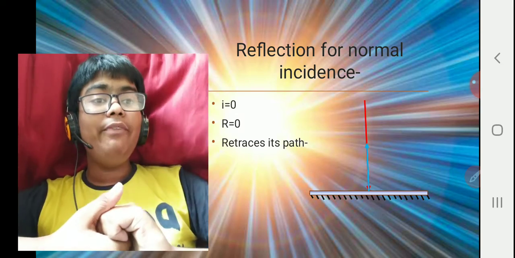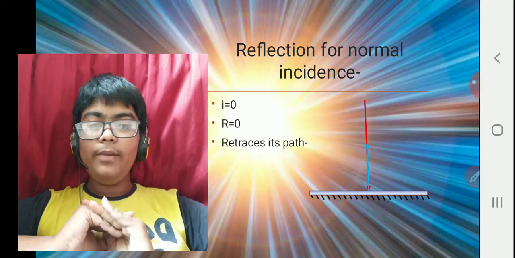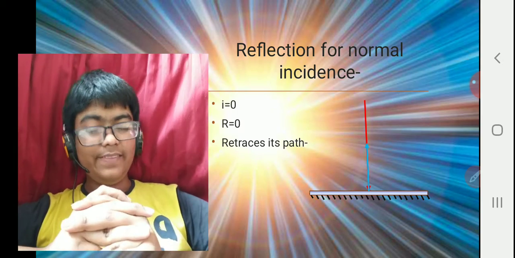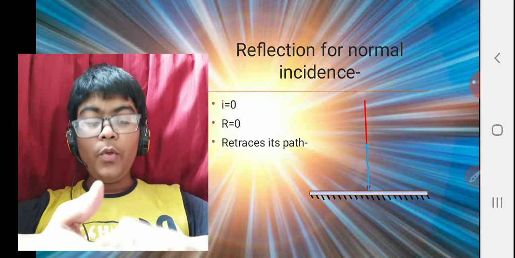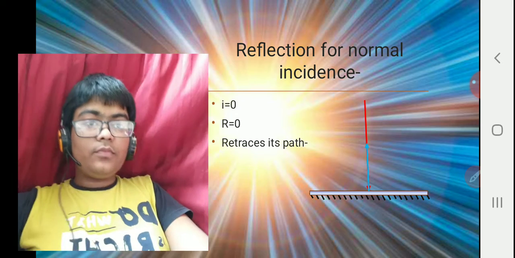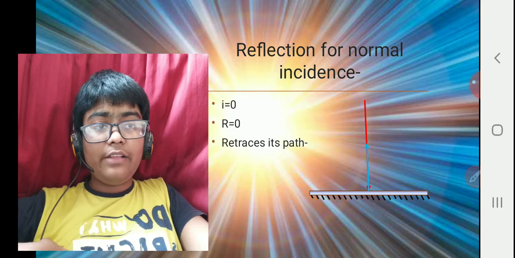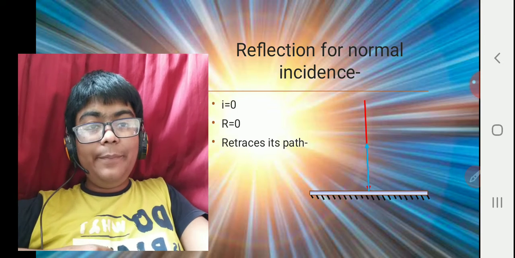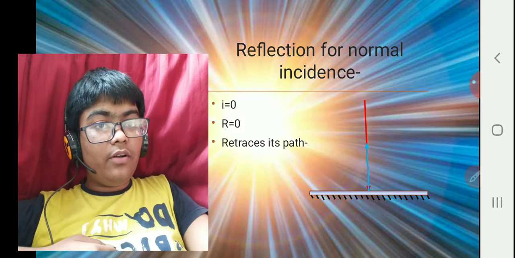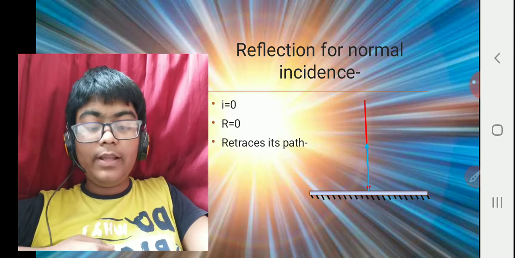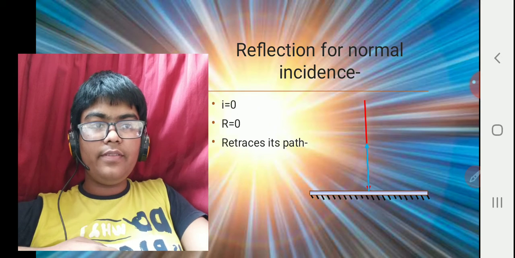So, what will happen when the incident ray is along the normal itself? That is called reflection at normal incidence. The angle of incidence is 0. Why? Because the ray coming is on the normal itself. So the angle between the normal and that ray is going to be 0. Therefore, the angle of reflection also becomes 0. And when both become 0, they retrace their own path.